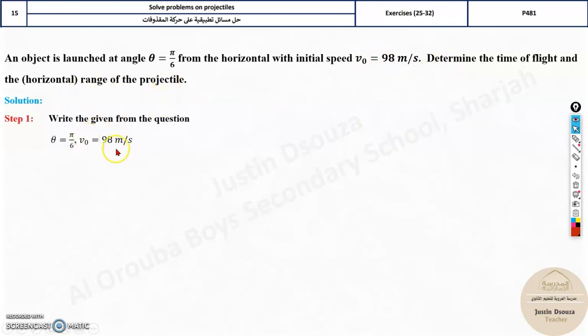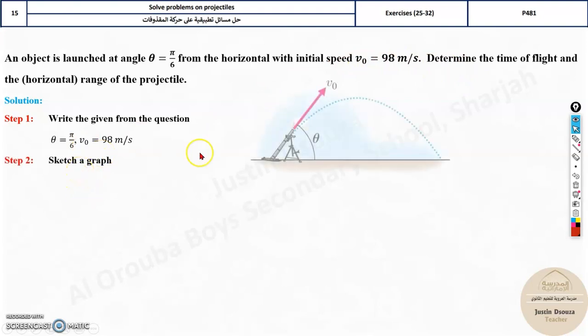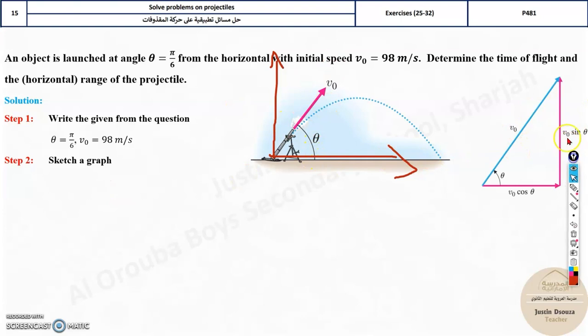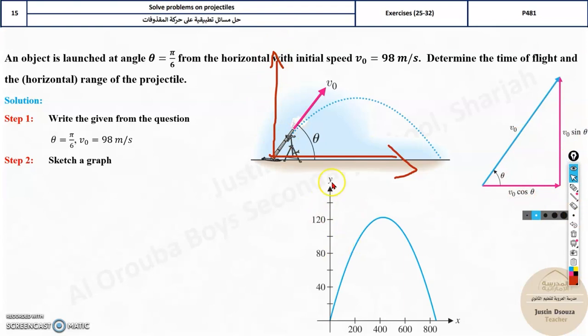Just like the previous problem, let's write the given. The angle is given and the initial speed is given. That is the velocity. Now sketch a graph to understand better. There's one thing over here. There is an angle, so we need to consider two different orientations, the velocity in the vertical and horizontal, because there's an inclination for the launch. Now over here we get v0 sine theta for the vertical side and v0 cos theta for the horizontal side, and this is the projection of whatever is thrown.